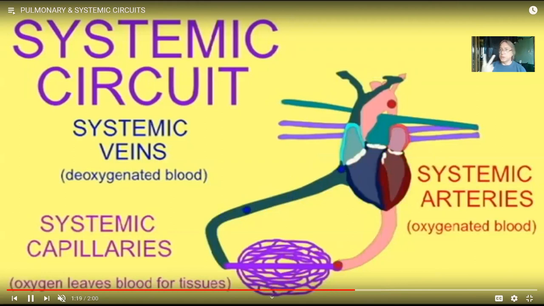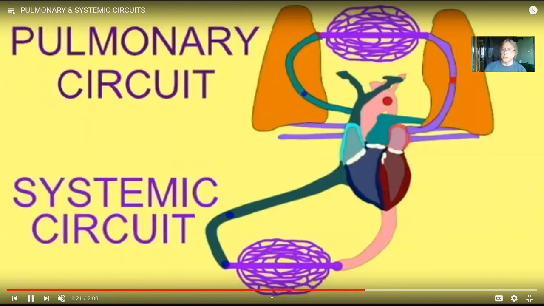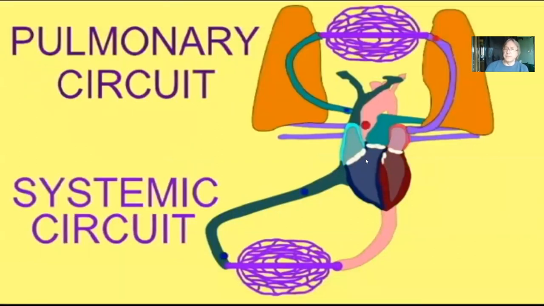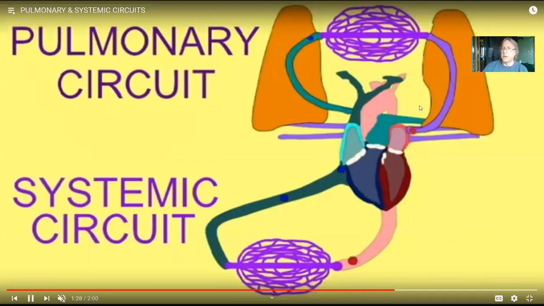So once again, the heart is doing two things. It has two circuits, all right? The left ventricle is the pump of the systemic circuit. The right ventricle is the pump of the pulmonary circuit. In the pulmonary circuit, blood is being pumped to the lungs and back with the deoxygenated blood in the arteries and the oxygenated blood in the veins. In the systemic circuit, the left ventricle is pumping blood to the body's systems and back, and the oxygenated blood is in the arteries and the deoxygenated blood is in the veins.